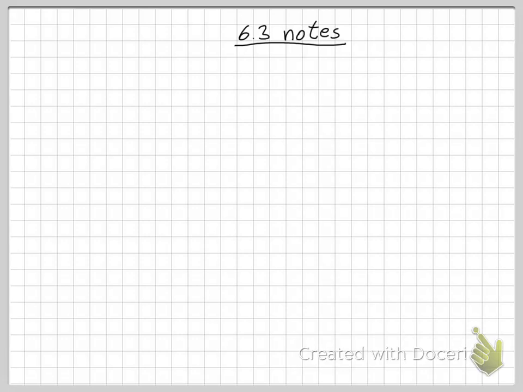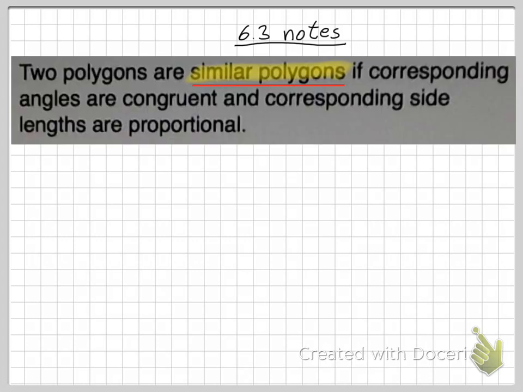Okay, let's start off with this following definition. Two polygons are said to be similar polygons if corresponding angles are congruent and corresponding side lengths are proportional. So again, if the corresponding angles are the same measure, if they're congruent, and if the corresponding side lengths are proportional, then the figures are said to be similar polygons.